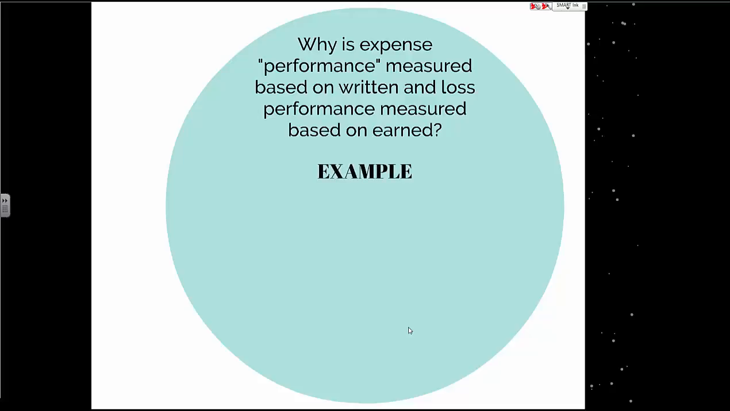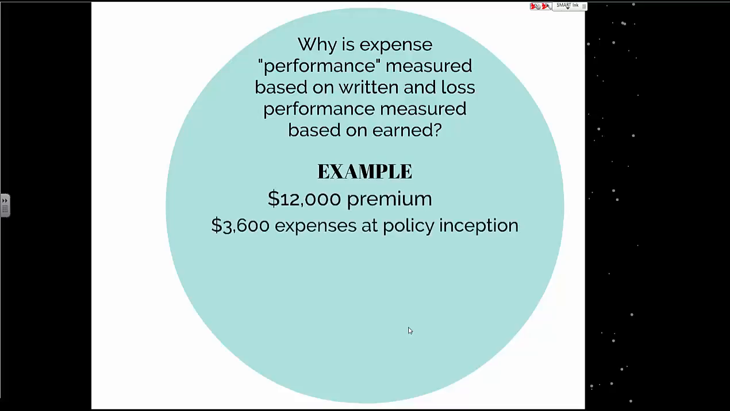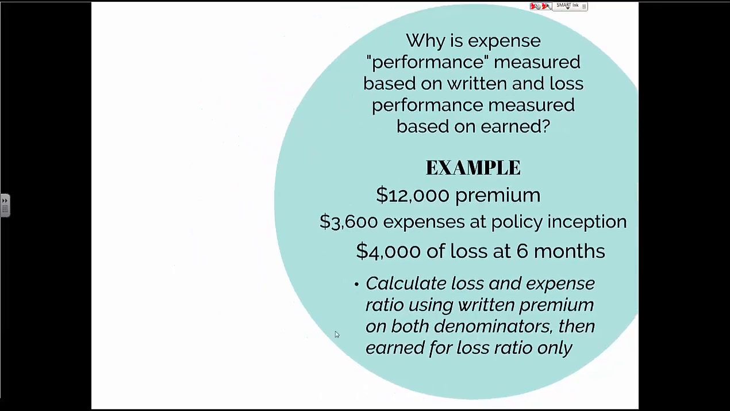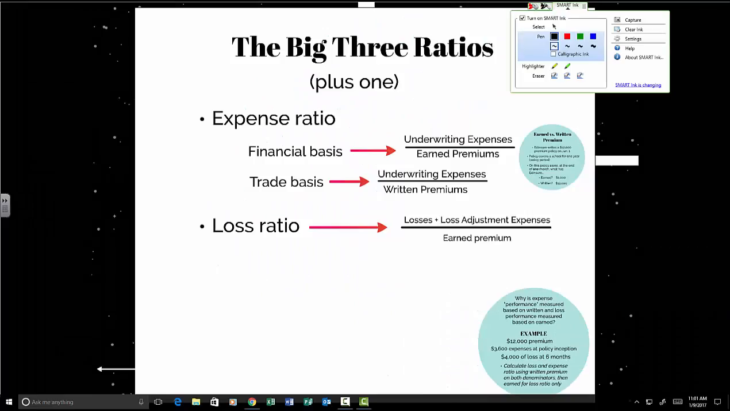Let's look at an example to illustrate. Again, let's say we have $12,000 of premium and $3,600 of expenses at policy inception. At the end of 6 months, we've paid out $4,000 of loss. So calculate the loss and expense ratio using written premium on both denominators, then earned for loss ratio only. Let's do the calculations here.